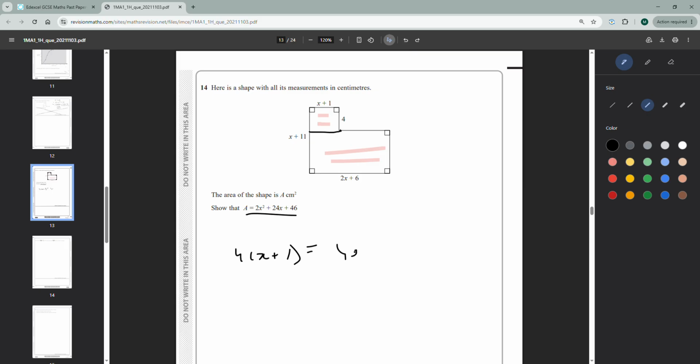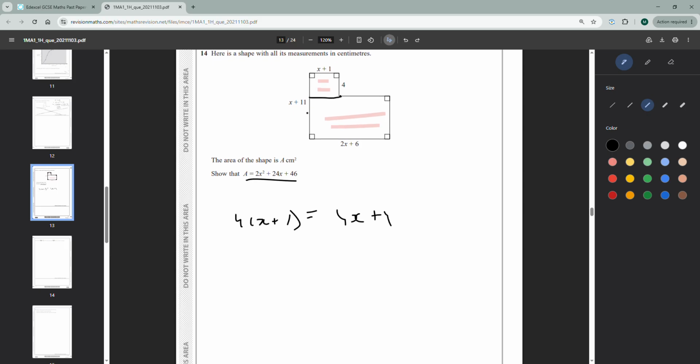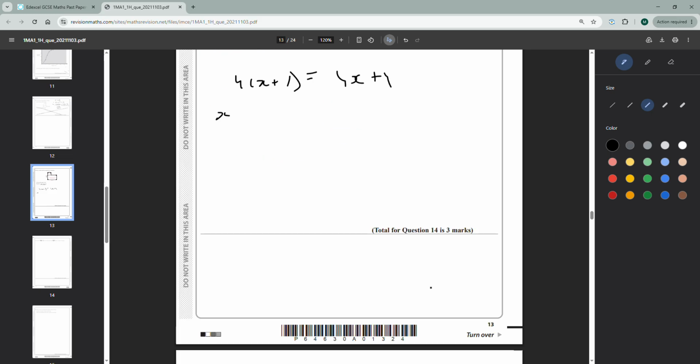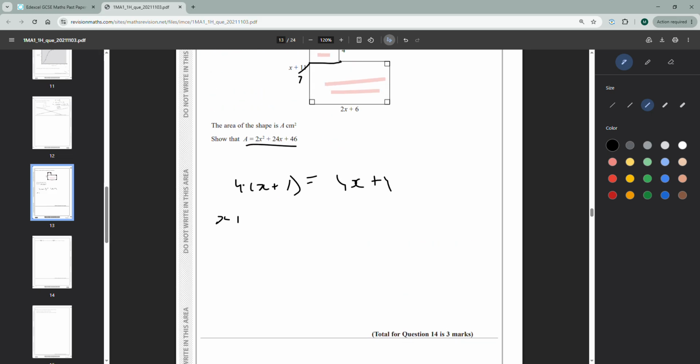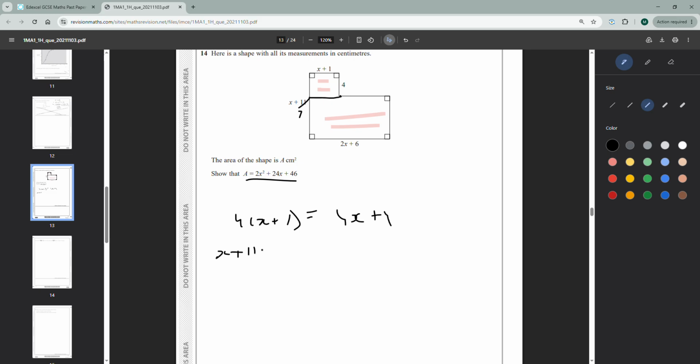Oops, did not mean to do that. 4x plus 4, alright, that is going to be 4x plus 4. And then this is going to be 7, because that's 4. Let's write that, because we want all the 3 marks. So x plus 11 take away 4, so that's just x plus 7, which is pretty easy.